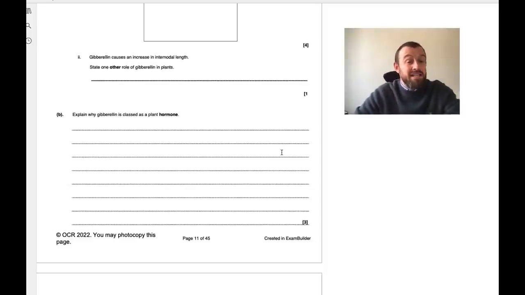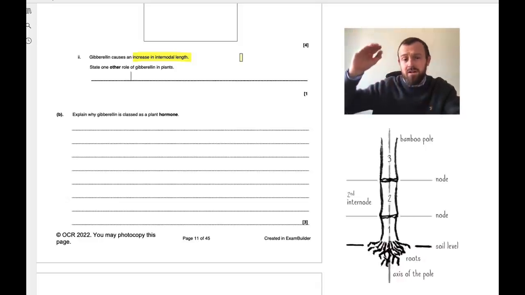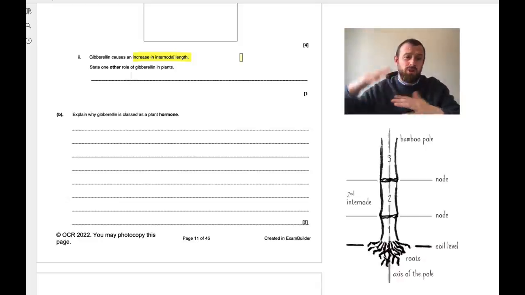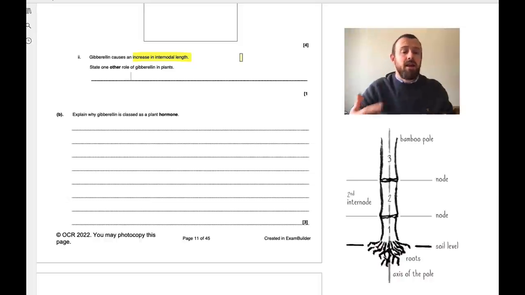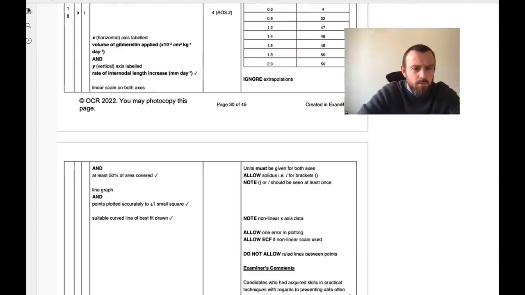Gibberellin causes an increase in internodal length. This is worded quite weirdly, to be honest. Increase in internodal length. Well, here's a picture of a plant stem, and the nodes are the kind of, you know, the marks up there and down there. And the internodal length means the stem is stretching. So basically what this is saying is the plant gets taller. So you couldn't just say it makes the plant get taller, because it's asking for another role, a different role of gibberellins. And I'm going to show you the mark scheme in a minute. In fact, I'll show it right now. So what could you have said?